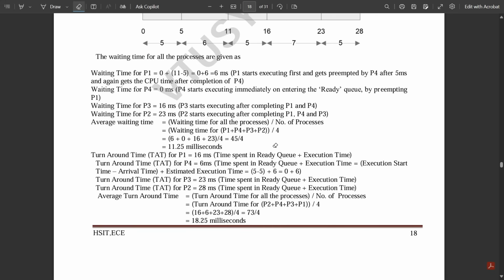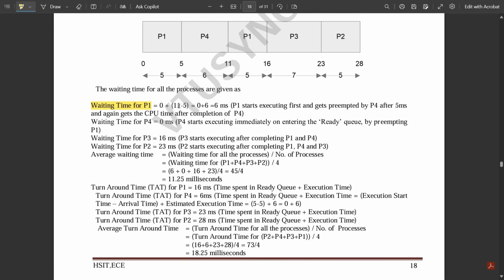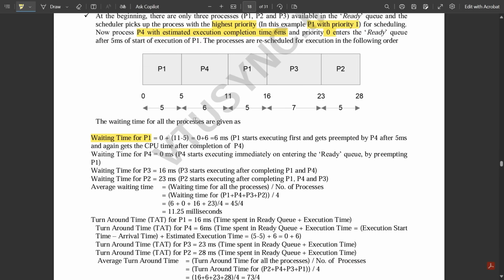So now let us discuss the waiting time, average waiting time, turnaround time, and average turnaround time. This is very easy. Waiting time for P1 is 0 plus 11 minus 5, that is 0 plus 6 milliseconds. Initially it would be 0, then 11 minus 5, since it should be waiting this much time. Since P4 is getting executed here, P1 should be waiting for 6 milliseconds to be completed.